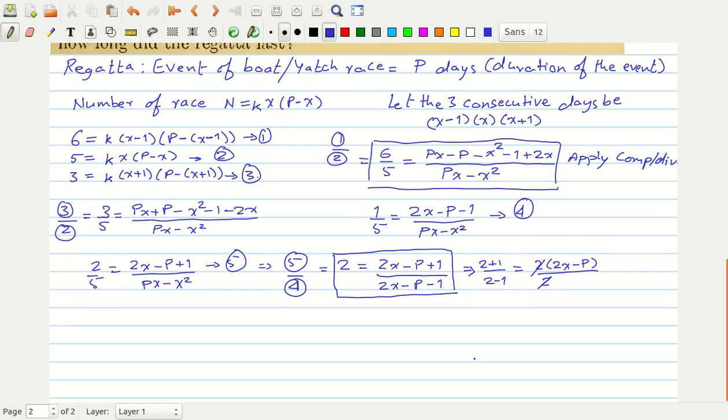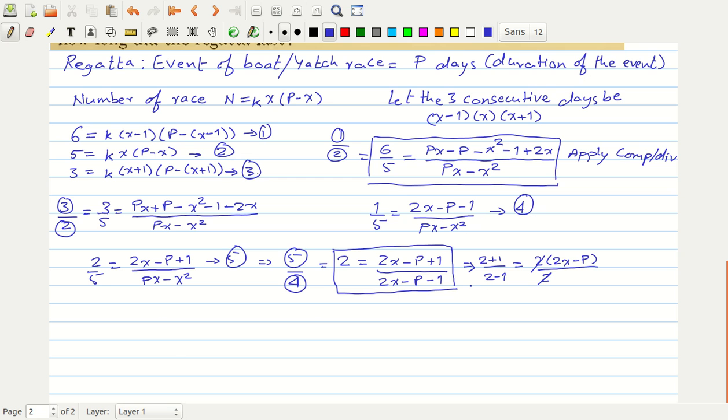So what we get from this equation is 3 divided by 1 is equal to 3. So we get 2x minus p is equal to 3. We will call this equation number 6, right. So far I hope that this is clear what I am doing.